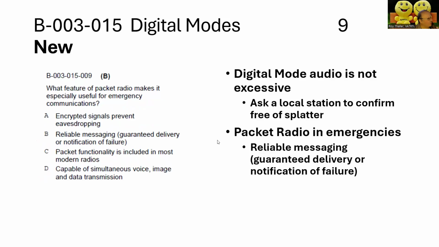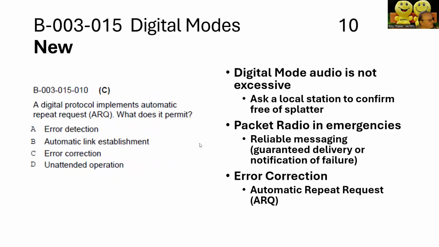Another question here, what feature of packet radio makes it especially useful for emergency communications? It uses reliable messaging, so that's guaranteed delivery or notification of failure. Another new question, the digital protocol implements automatic repeat request, ARQ. What does it permit? So ARQ is used for error correction. So C is the correct answer.